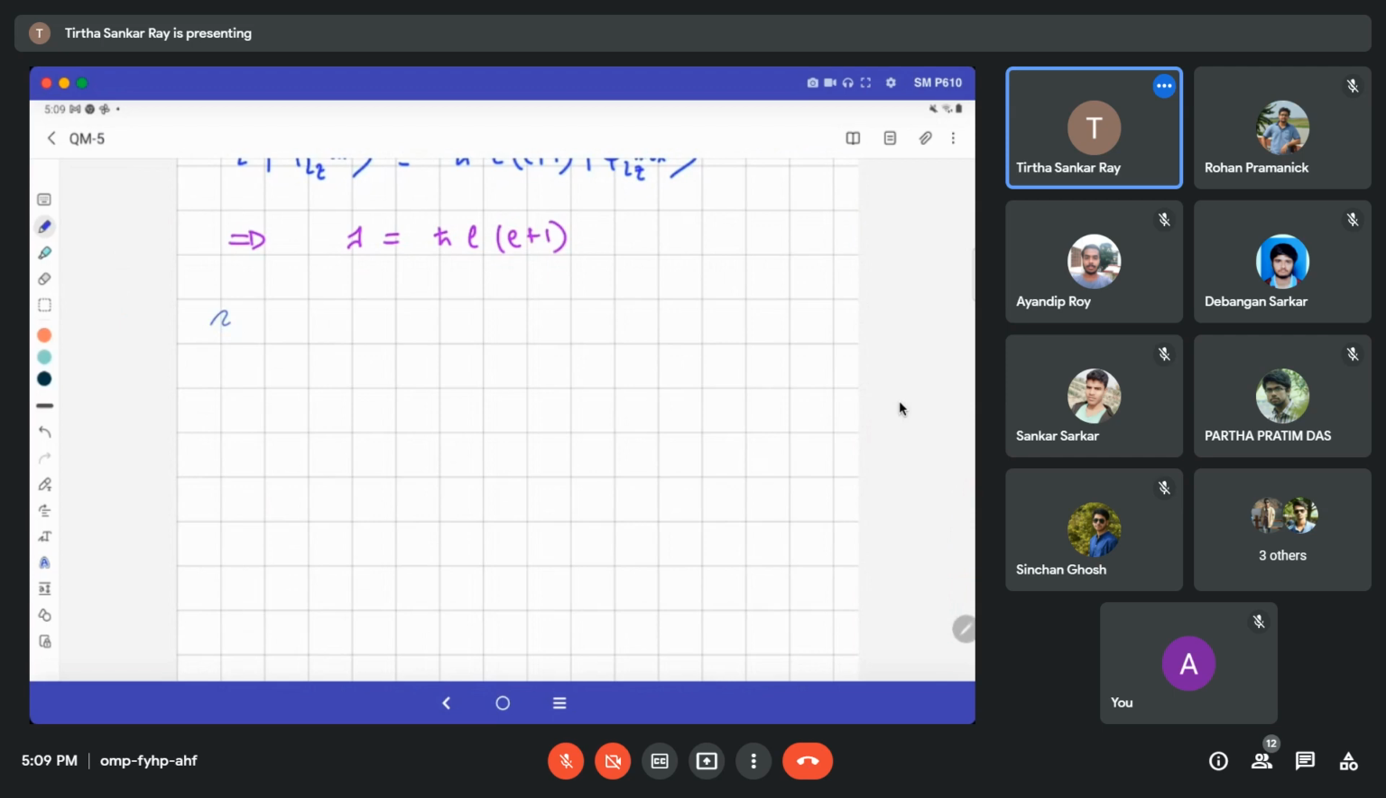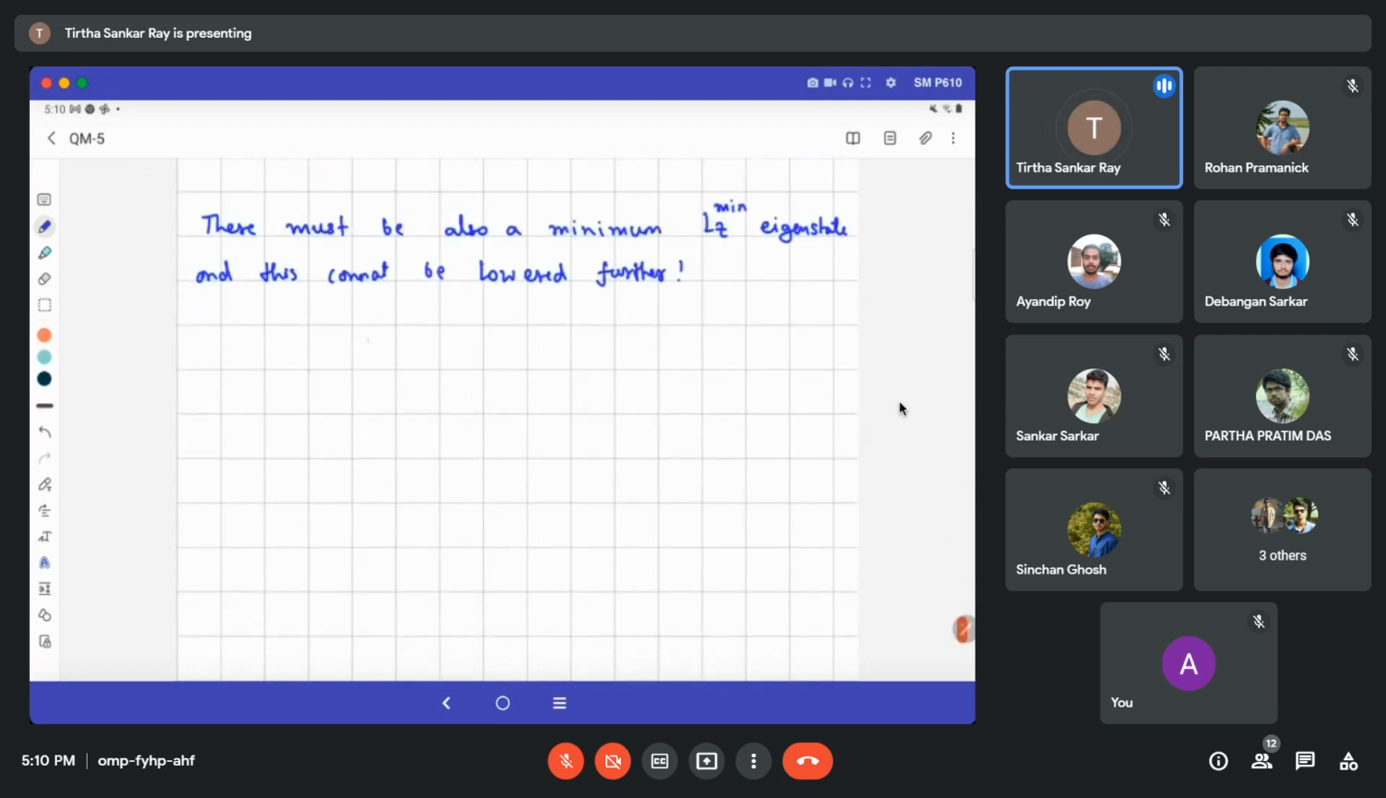So there must also be a minimum Lz eigenstate, and this cannot be lowered further. Okay. So all that we are saying is that now there is a new state which we call the lowest Lz state. Let's call it psi Lz minimum.